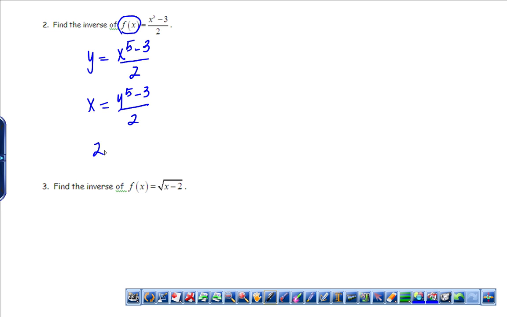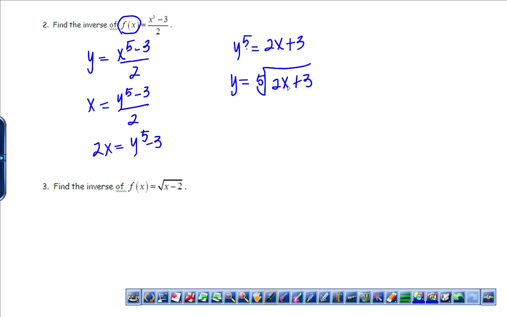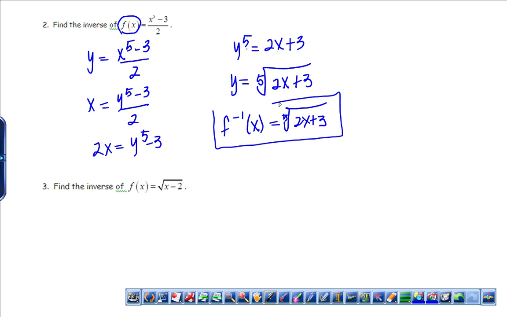So that would be 2x equals y to the 5th minus 3. Go ahead and add 3. So that's y to the 5th equals 2x plus 3. And then take the 5th root. So y equals the 5th root of 2x plus 3. And let's go ahead and write it as an inverse function, f inverse of x equals the 5th root of 2x plus 3, so that I know that it's the inverse function.